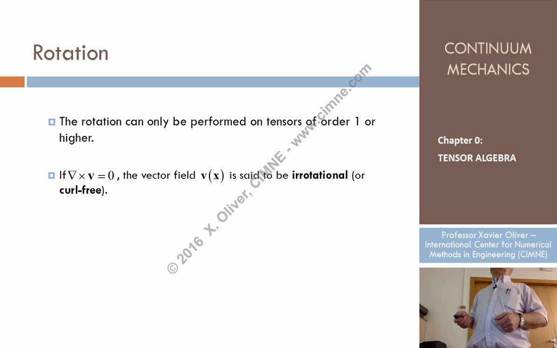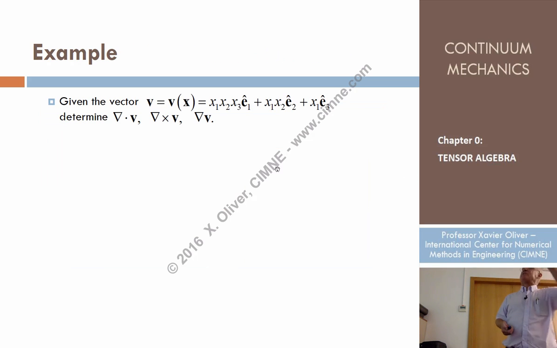That's something that we will use whenever a vector field has rotation 0 at all points. That vector field is said to be irrotational. That's something that we use in fluid mechanics when we talk about fluids, and it means that there is no rotation in the fluid. You will see. So that's the summary.